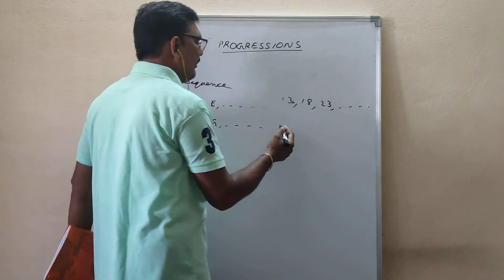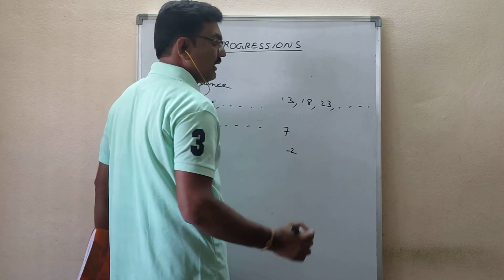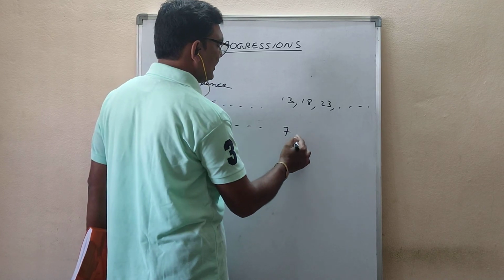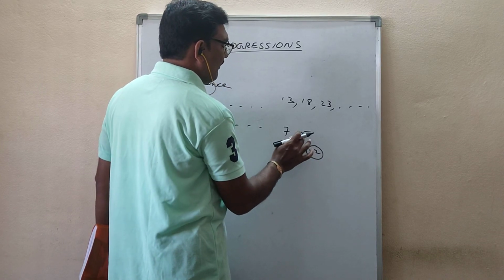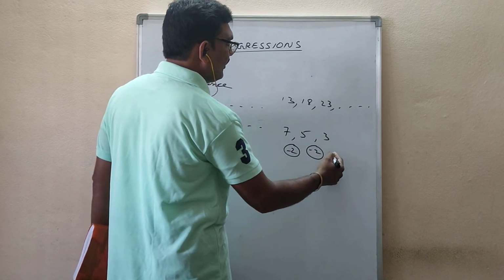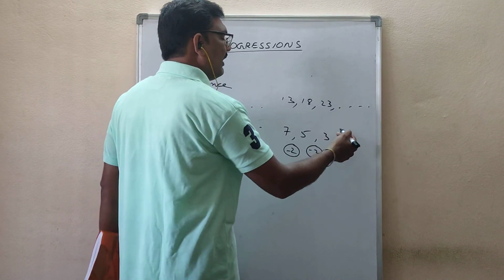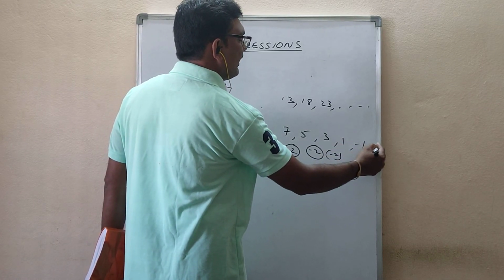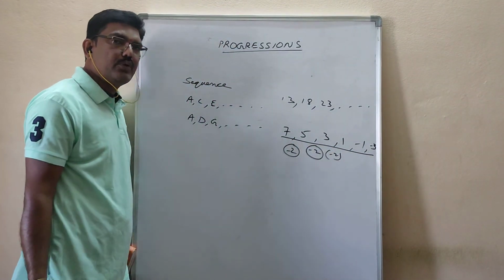See here, what I am doing is subtracting 2 from this one. From 7, I am subtracting 2. 7 minus 2 is how much here? 5. Again what I have to do? Fixed subtraction. From this number I have to subtract 2. 5 minus 2 is how much? 3. Again I should subtract 2 from 3. 3 minus 2 is what? 1. Again 1 minus 2, minus 1. Then minus 1 minus 2, means minus 3, etc. So this is called arithmetic progression.